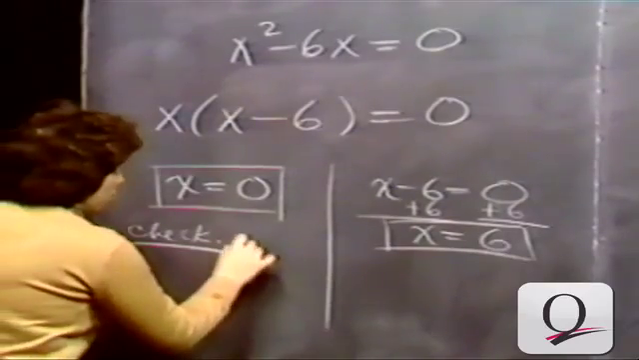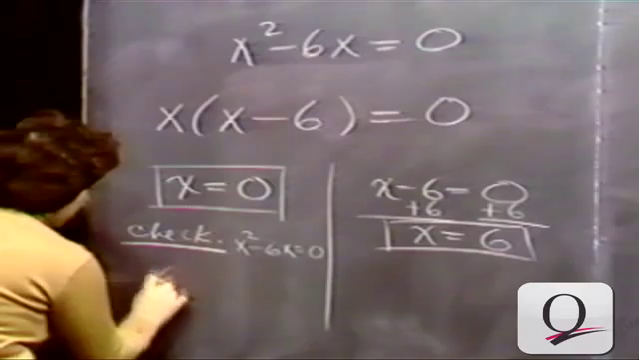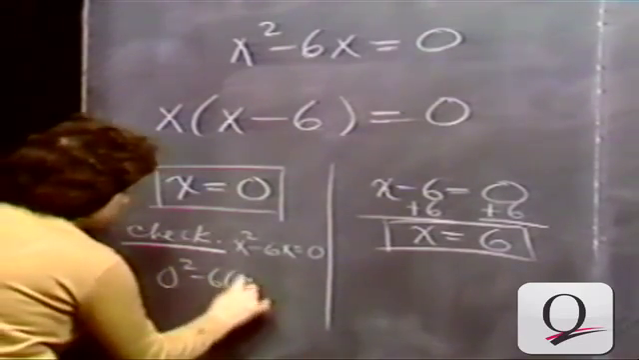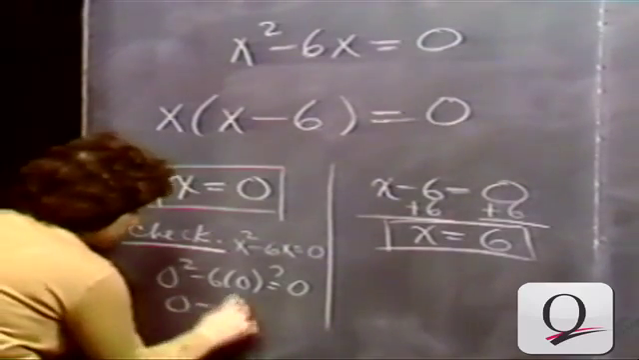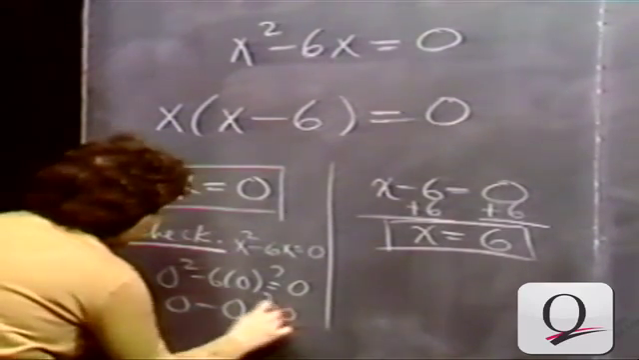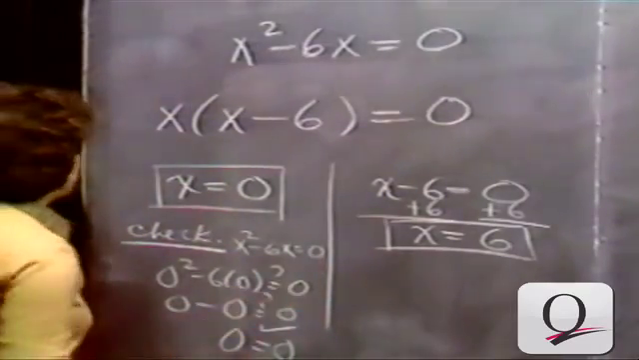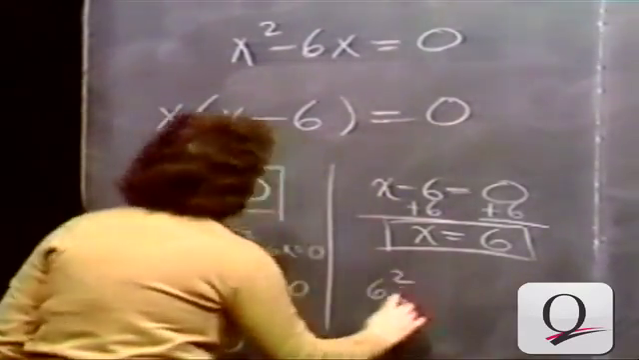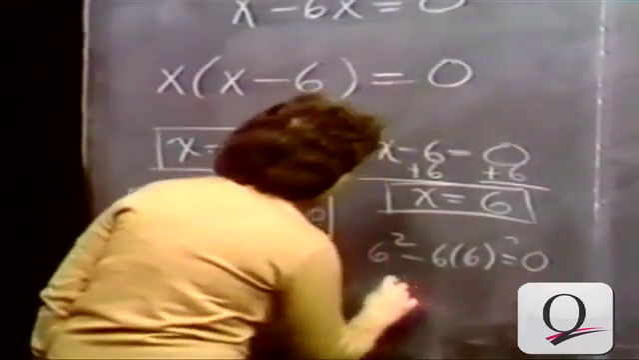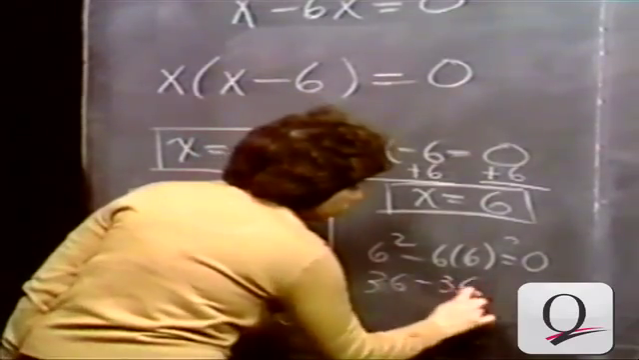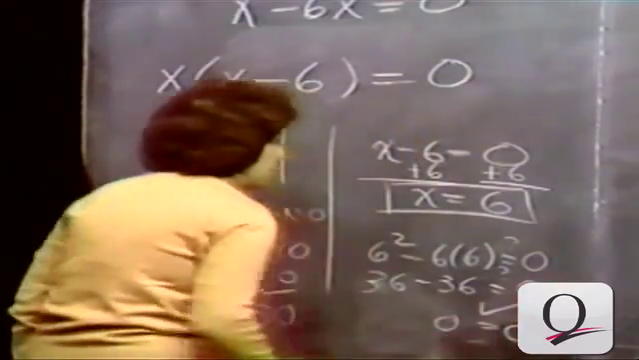We're checking in the original equation, x squared minus 6x equals 0, substituting in x equals 0. 0 squared minus 6 times 0 should be equal to 0. This is 0 minus 0 should be equal to 0, and of course 0 equals 0. And when you substitute in x equals 6, you get 6 squared minus 6 times 6 should be equal to 0. 36 minus 36 should be equal to 0, and that checks out as well.